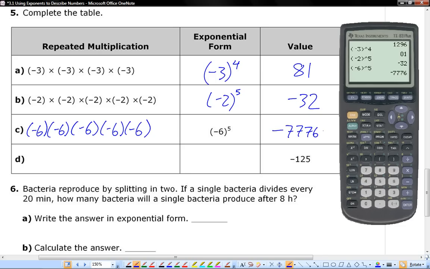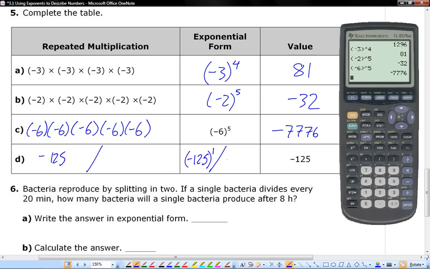Now the next one is interesting because we have a value here. It's not indicated what the base is, what the exponent is, so this really could be a number of different things. Here's one very simple possibility: it's negative 125 to the power of 1. So that would be just a single factor of negative 125.